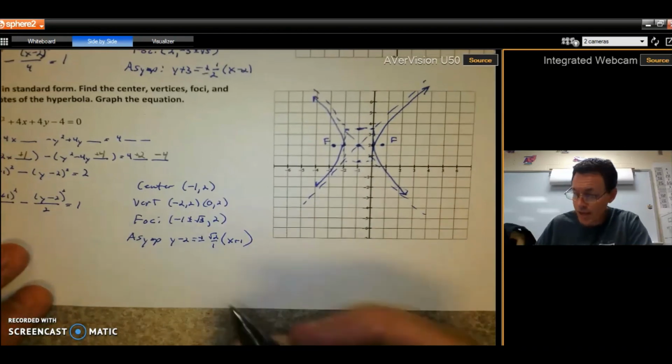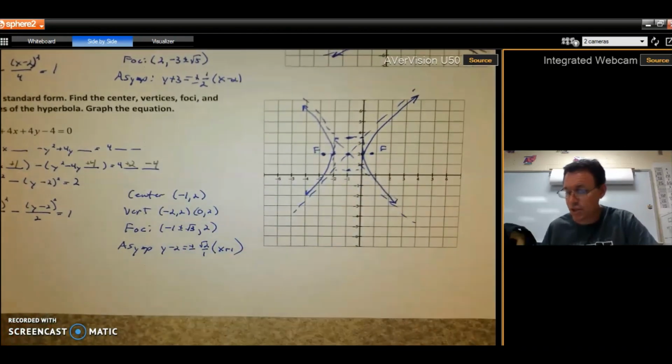All right, so that's your graph. That's all the information you should have got off that graph. So now take a look at your homework, see if you can do these, and we'll take a look at them later. Thanks.